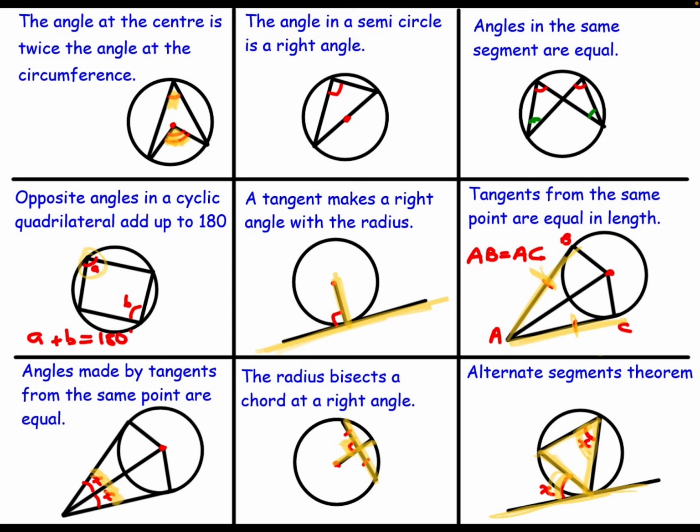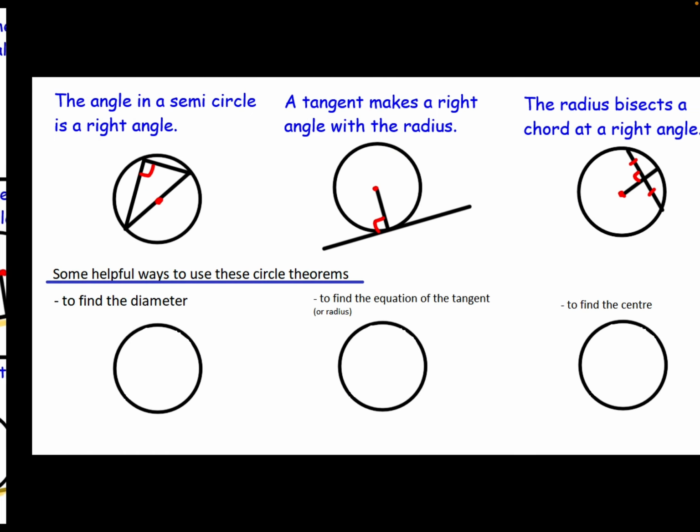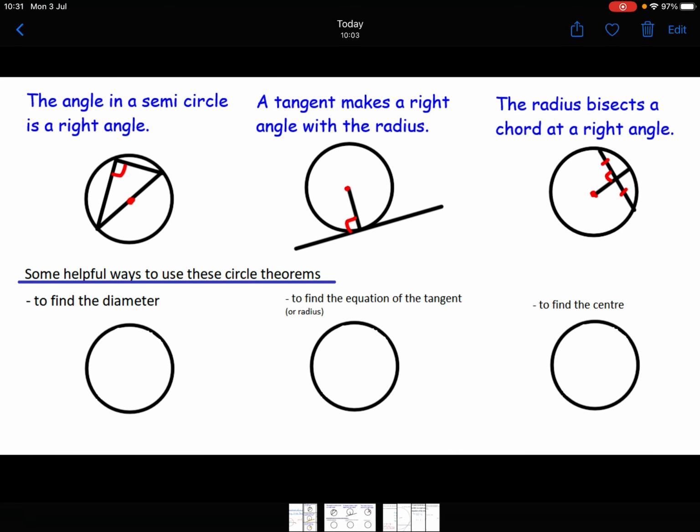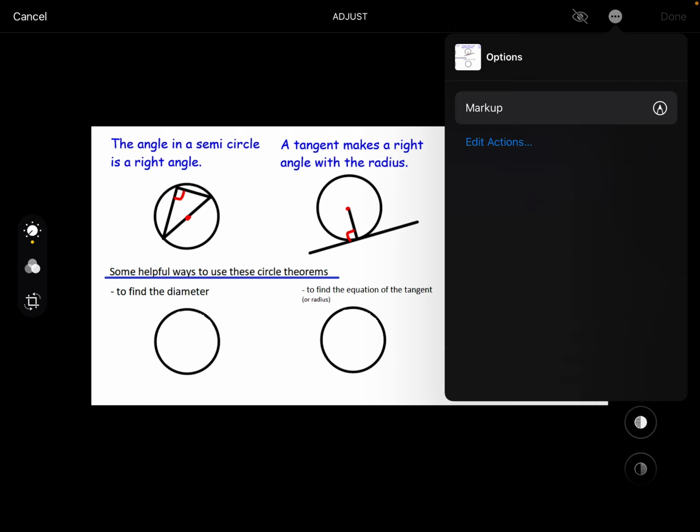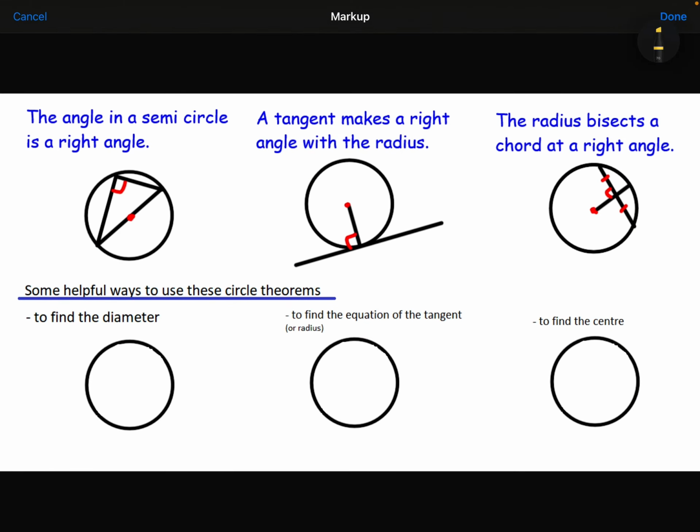The rest of this video is going to be using 3 of those in particular to help us do coordinate geometry with circles for A level. So the ones in particular are these 3. The angle in a semicircle is a right angle, starting with that one.